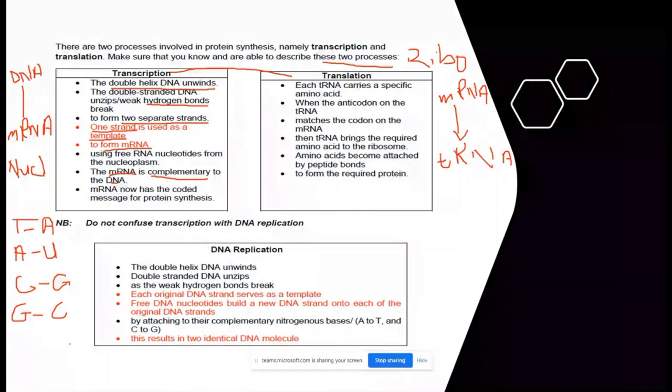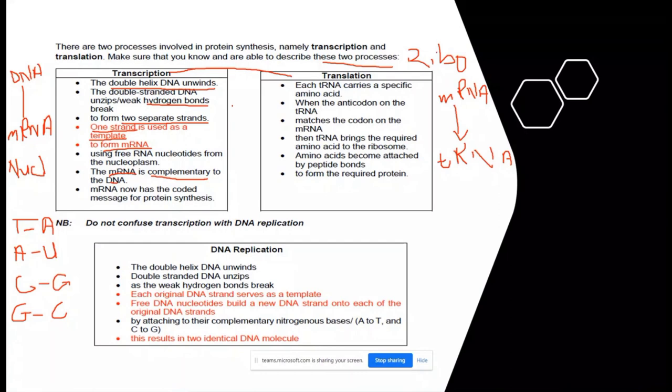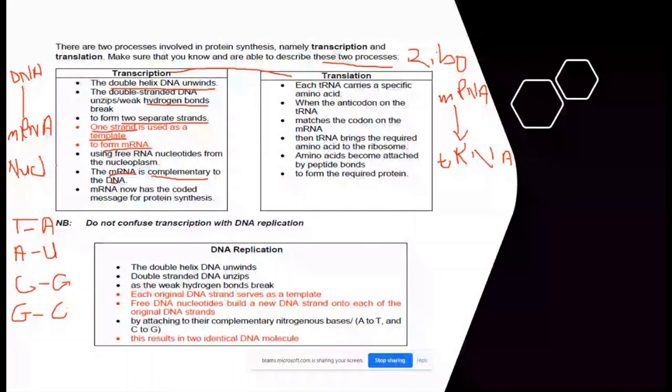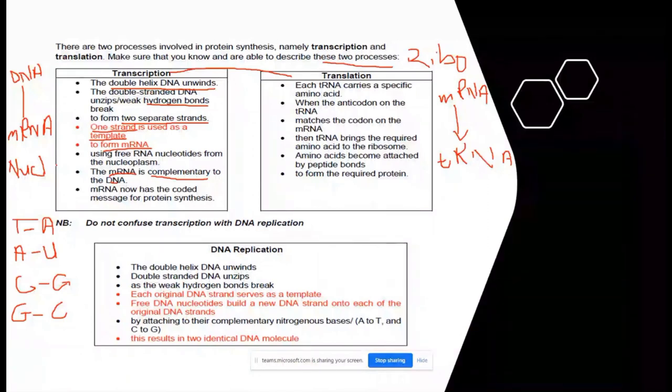Translation, you also need to study. There are some schools that have their microphones on. If I can just ask the moderators to please mute the school at this stage.